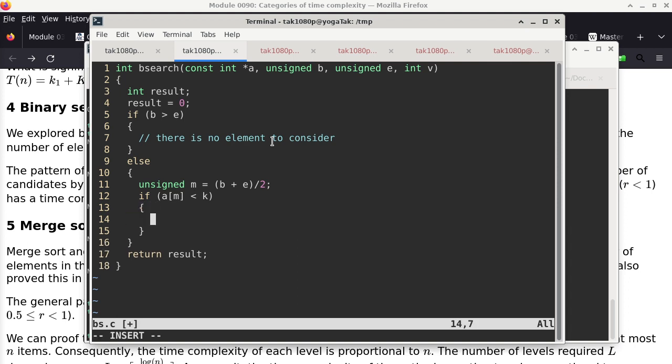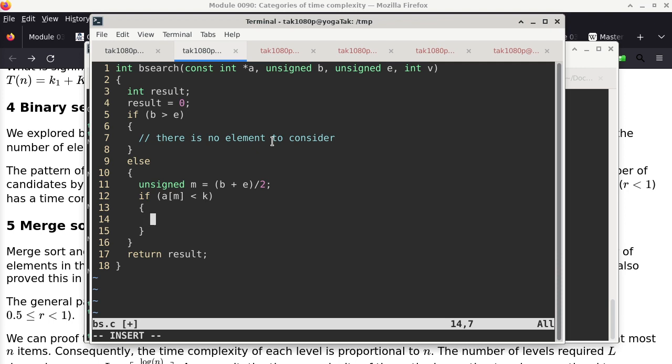All right. So if A bracket M, someplace in the array, is less than K, which is the value that we are searching for, which one do we need to adjust? Do we need to adjust the beginning or the end? Assuming the array is sorted in an increasing order, or at least non-decreasing. A bracket M is known to be less than K, which also implies A bracket M minus 1 is also less than K, A bracket M minus 2 is also less than K, and so on. So do I adjust the beginning or do I adjust the end?